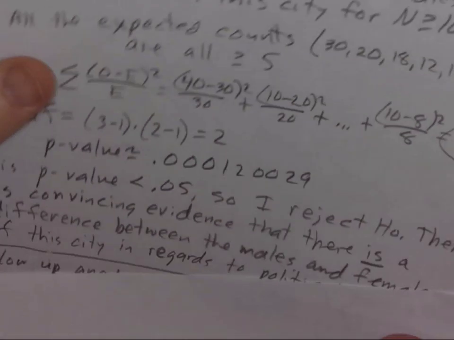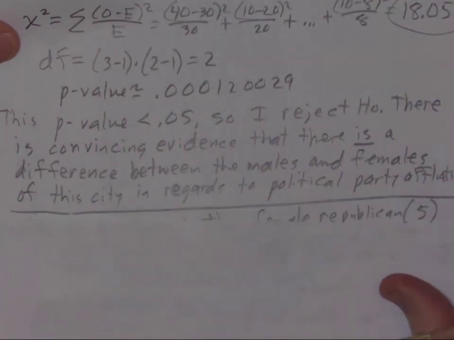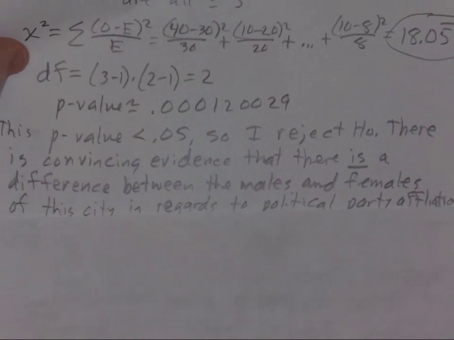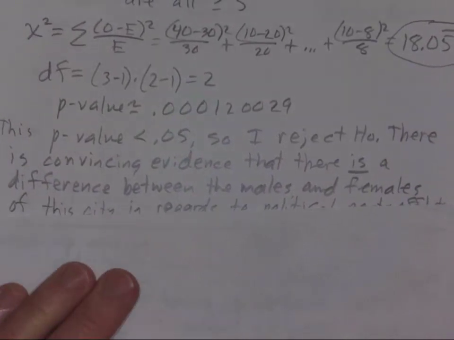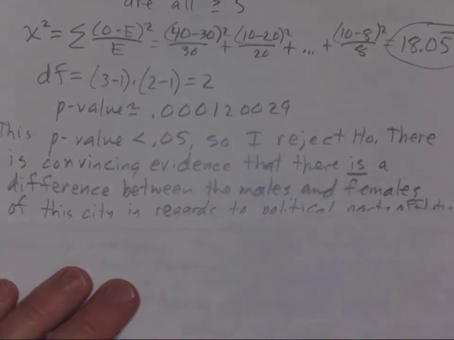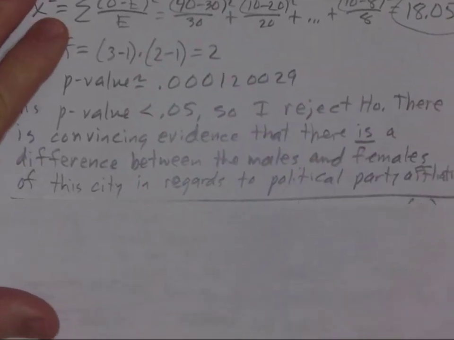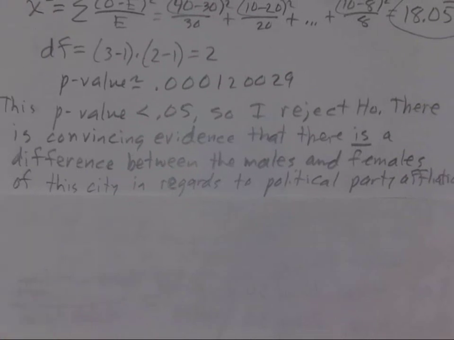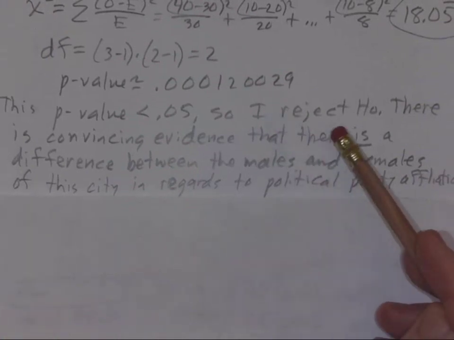So you have to write down these three numbers: your chi-square test statistic, your degrees of freedom, your p-value, and then your p-value statement. Hopefully you've gotten used to that by now. This p-value is less than 0.05, so I reject the null.